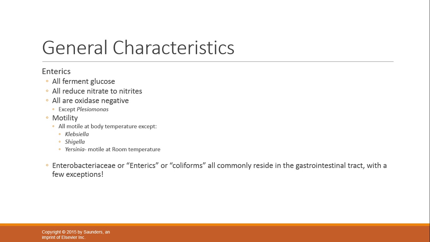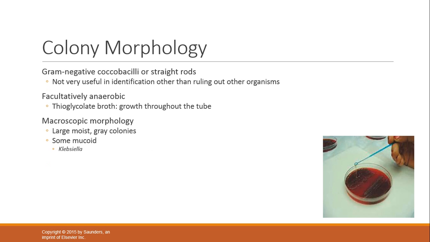So Enterobacteriaceae, or enterics, or another word you might hear is coliforms. You think of your colon. They all reside in the GI tract. So their presence in other organ systems is not common.